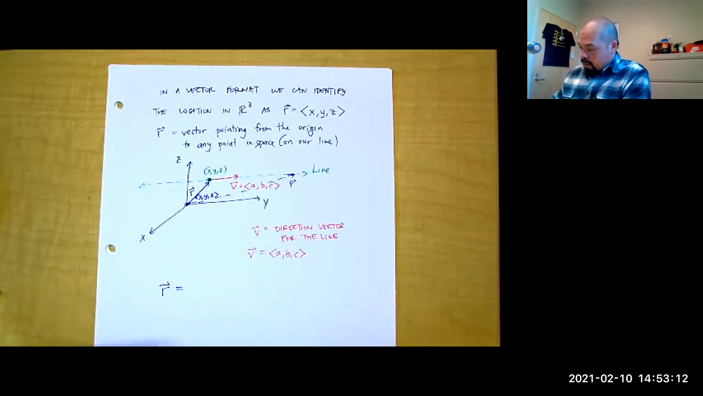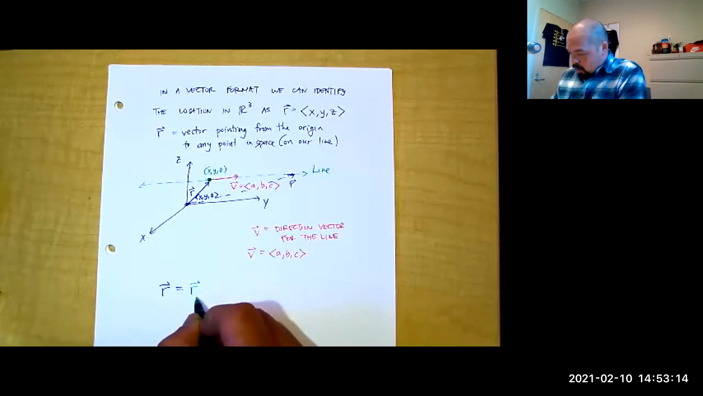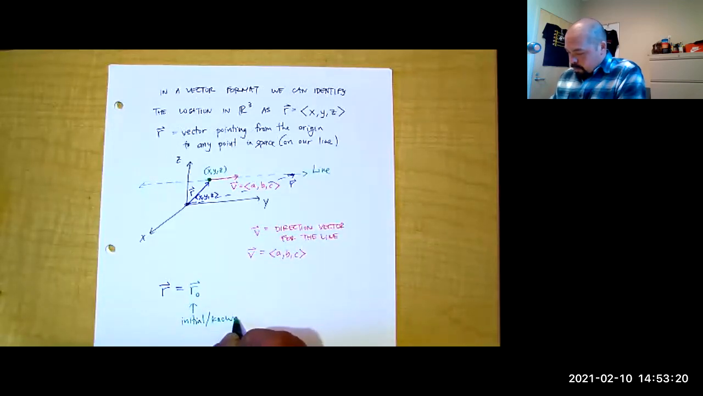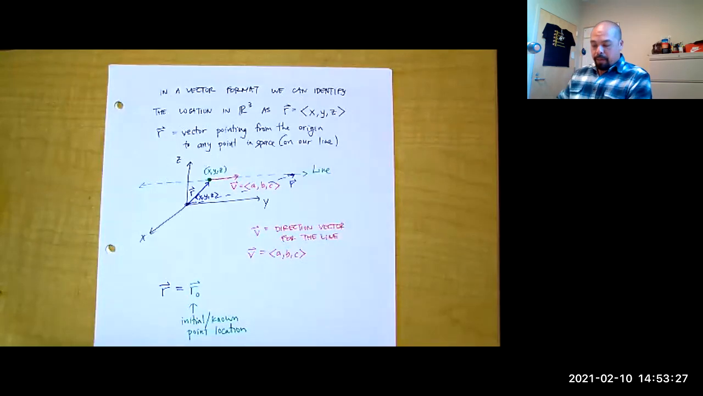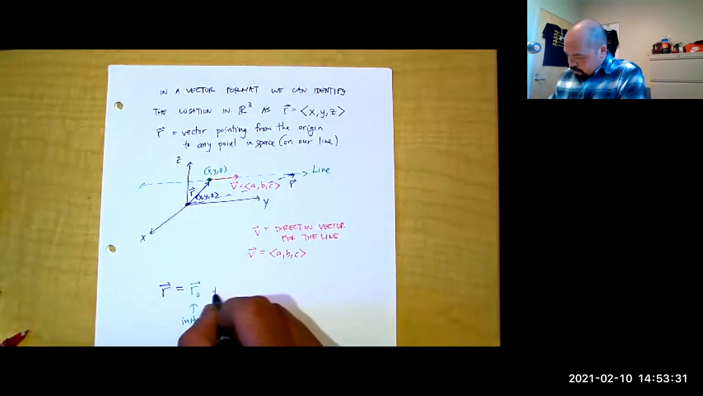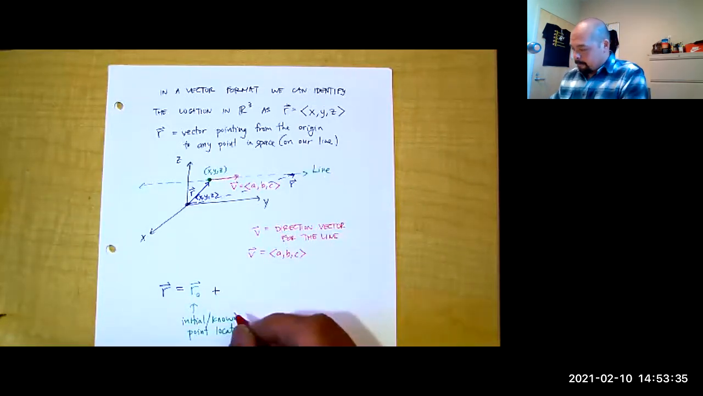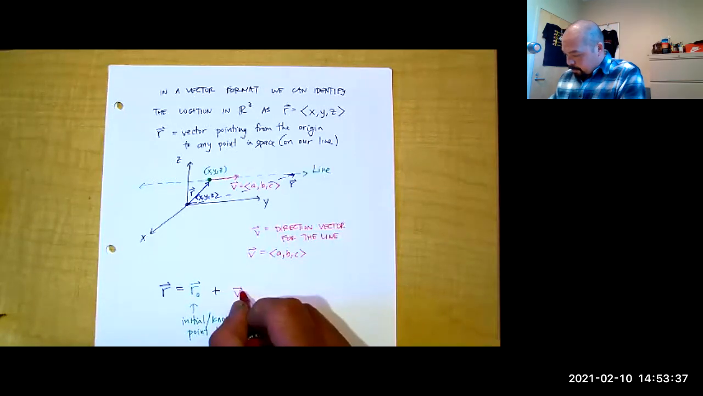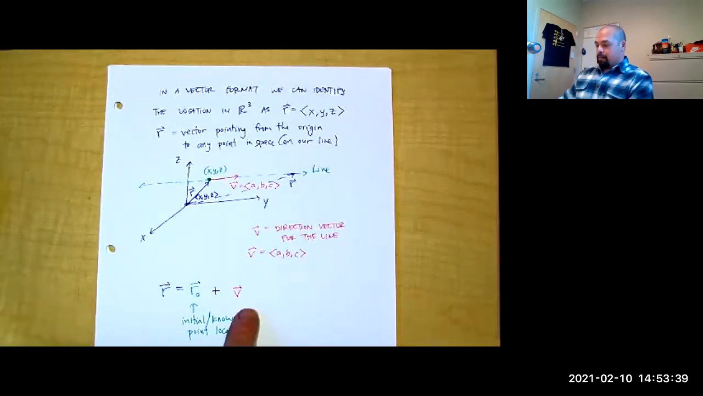we can take this r sub 0. This is our initial, our known point location. That first point we know. And then we can add, I'm going to leave some space here for a second, that vector v, my direction.